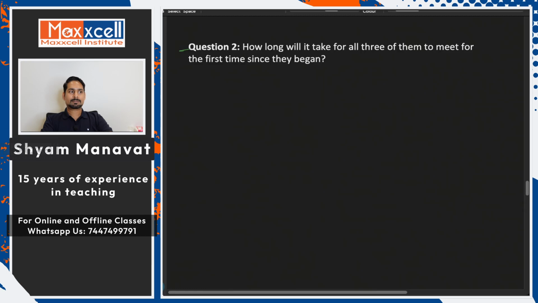How long will it take for all three of them to meet for the first time since they begin? Now this time, for this question, they are not mentioning the starting point. The difference between the second question and the first question is that in the second question, they have not mentioned the starting point. So there is a possibility that they meet again at the starting point for the first time, that when they meet for the first time, they are at the starting point.